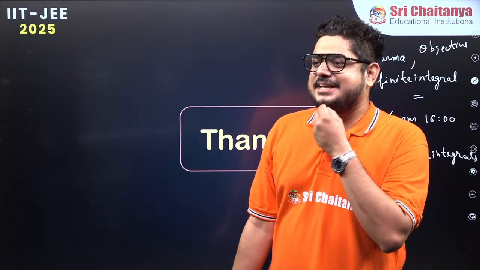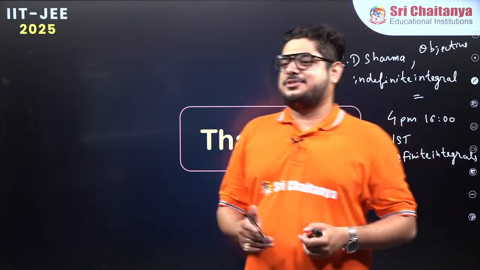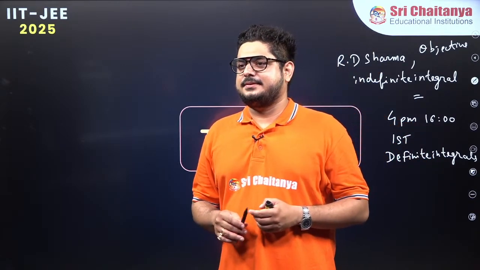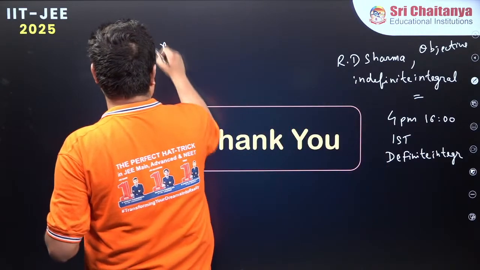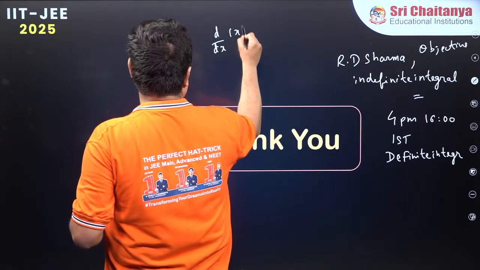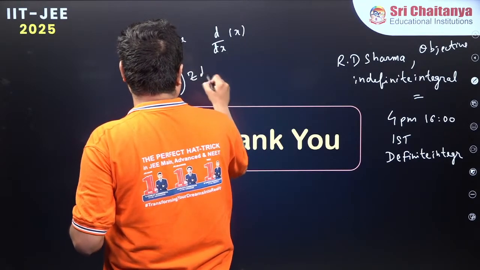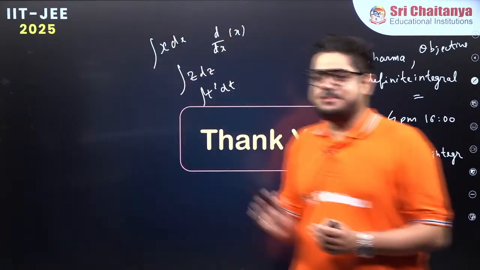No, we cannot integrate 6z cube dx. We need to convert it. It's not possible. The variable should be same. What I'm trying to say is x can be only integrated or differentiated with x. Similarly, z with dz, t square with dt itself. Else it's not possible.